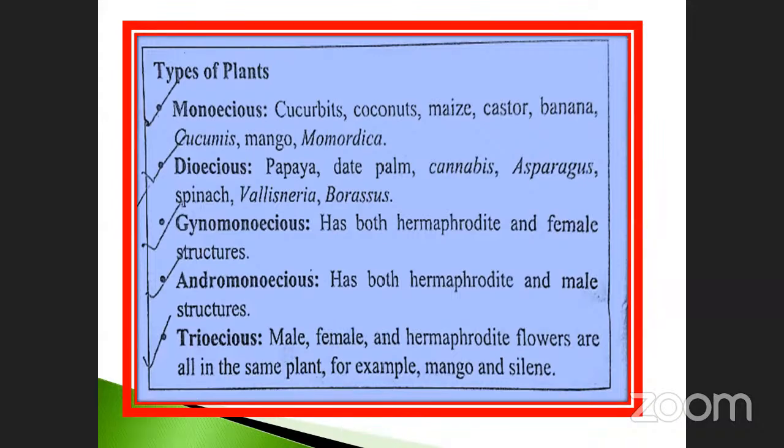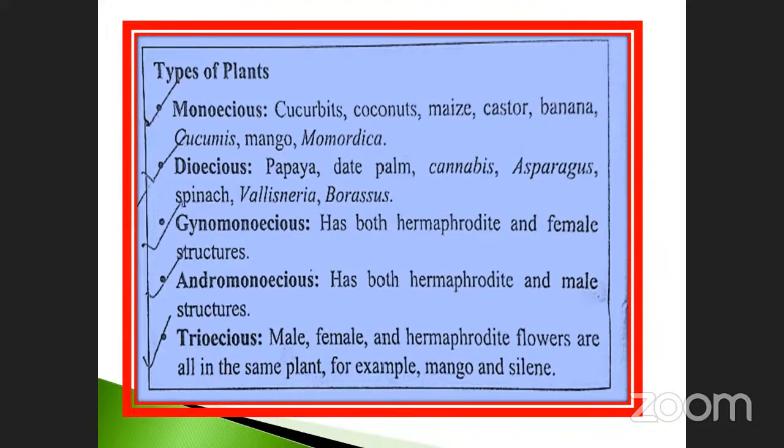And gynomonoecious has both hermaphrodite and female structures. Hermaphrodite you already know about. What is the meaning of hermaphrodite? It has both male as well as female present in a single organism. Take an example of which one you know? Earthworm. Earthworm is known as hermaphrodite. Okay, so some plants can also be like this, particularly animals.